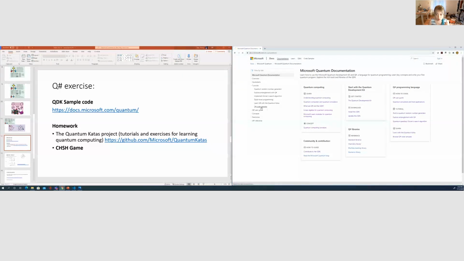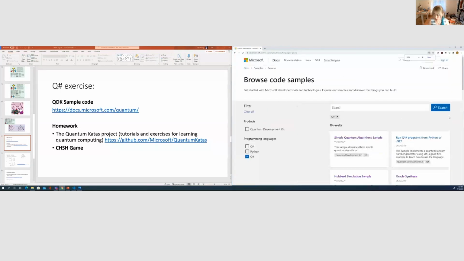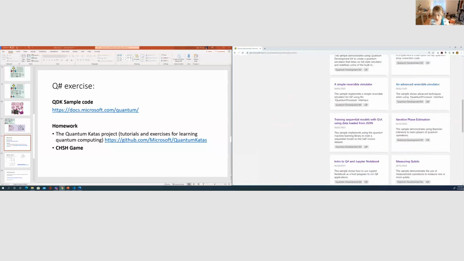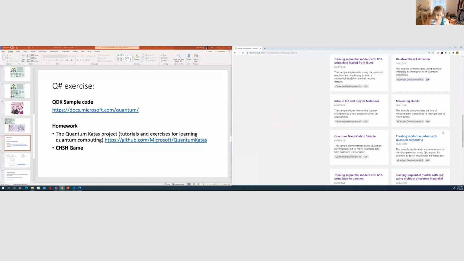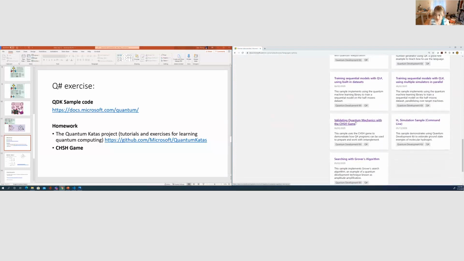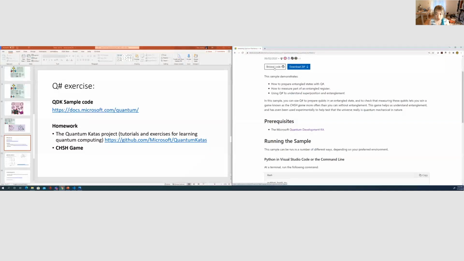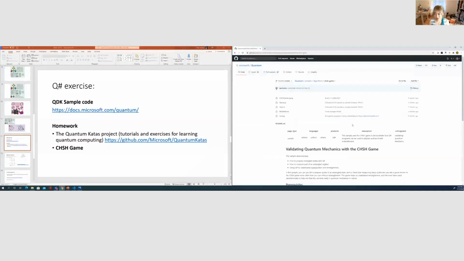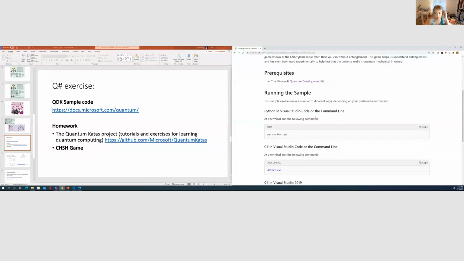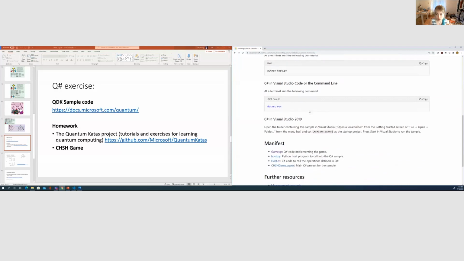And here in the Q-sharp code, I don't know if people can see this. I can try to expand it, but on your own Teams, you can also do Control-plus or the equivalent on Mac to zoom in. So you can find on this sample page, validating quantum mechanics with the CHSH game. Nicely, you can download it, or you can go to the browser. It's on GitHub, so you can download the code there. Depending on the IDE that you use, we have many options.